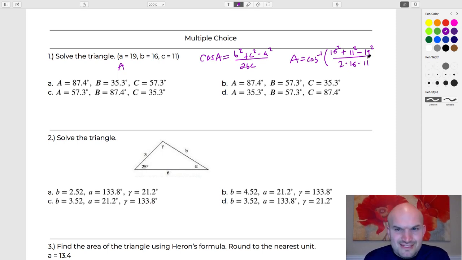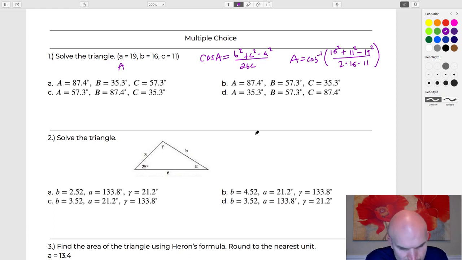Actually, you know what? Let's save some time. I already did this. Well, I got to type this in my calculator anyway, so I got to store this. So let's just do it. So 16 squared plus 11 squared minus, parentheses, 19 squared, and then divided by, parentheses, 2 times 16 times 11.